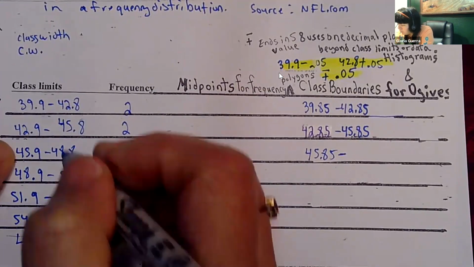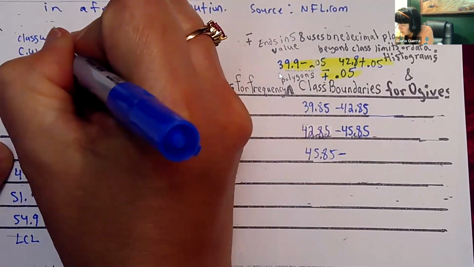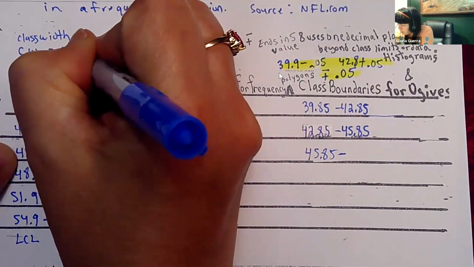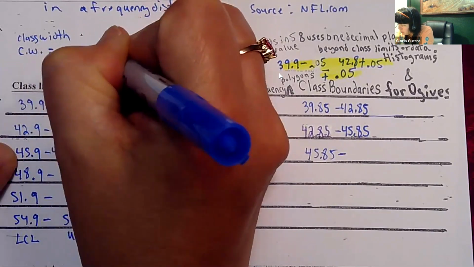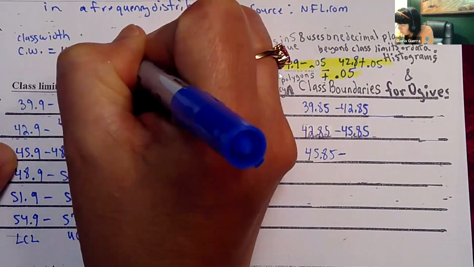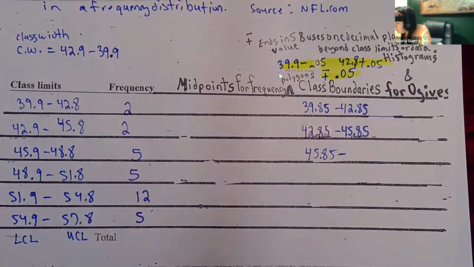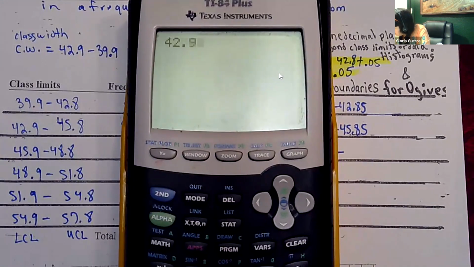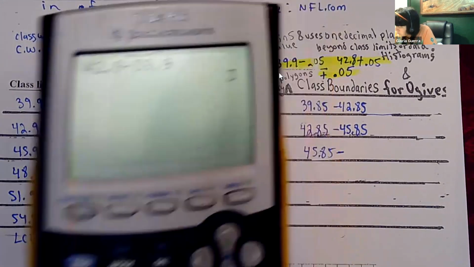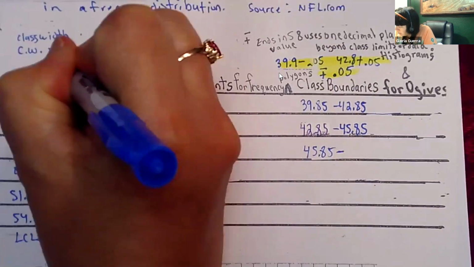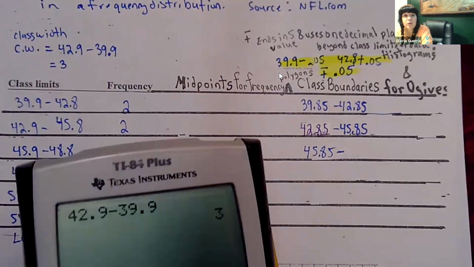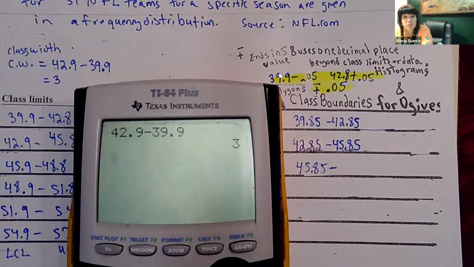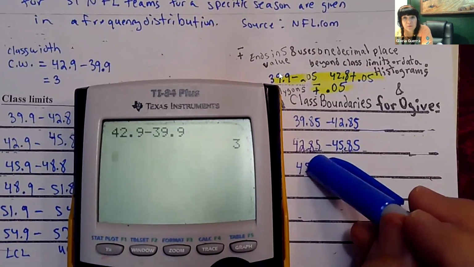So one way I can verify my class width is I could take 42.9 minus 39.9. So if I do it on my calculator, 42.9 minus 39.9, see how that's a class width of 3, right? So that's a class width of 3.